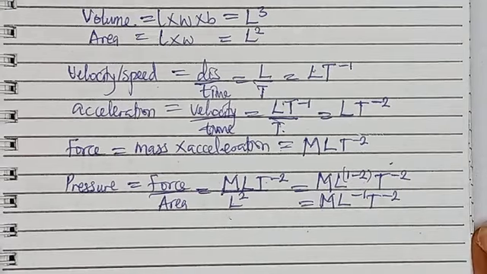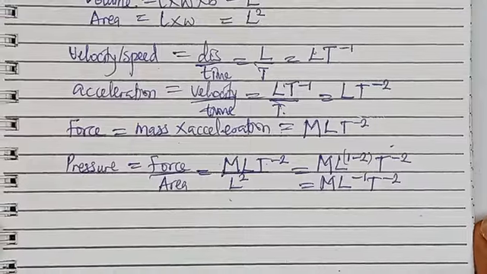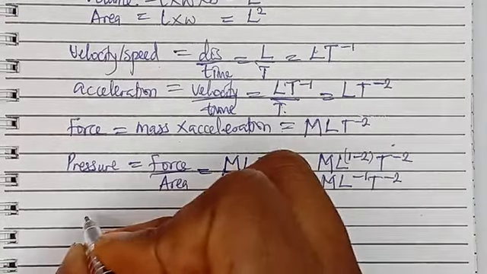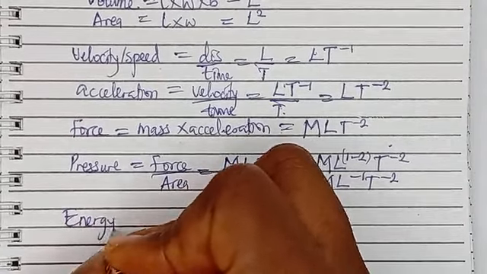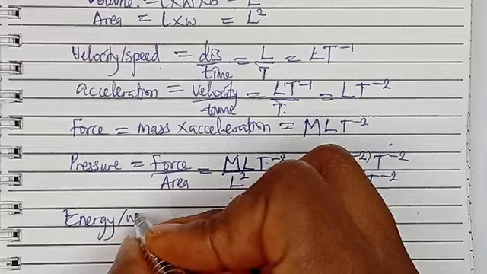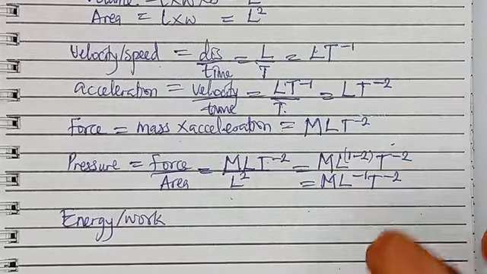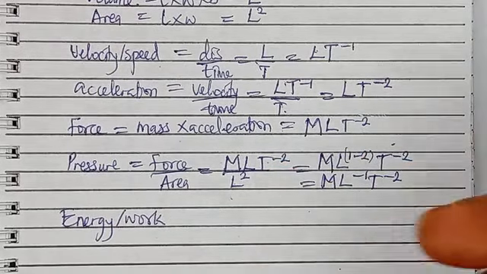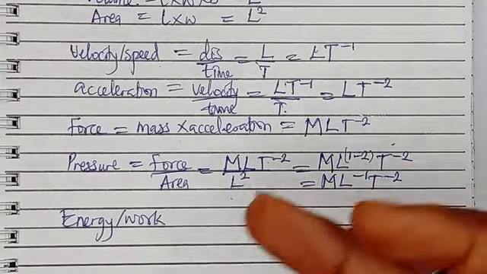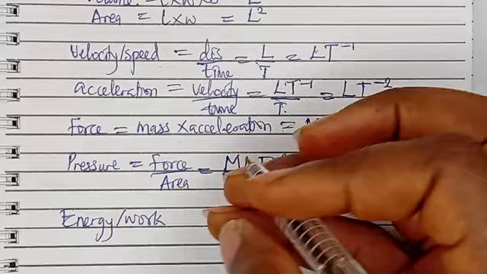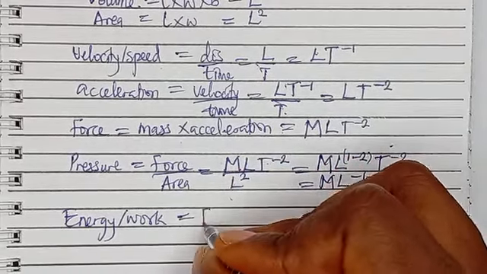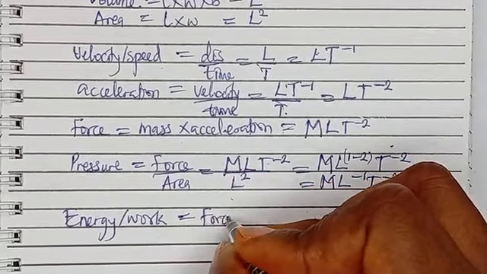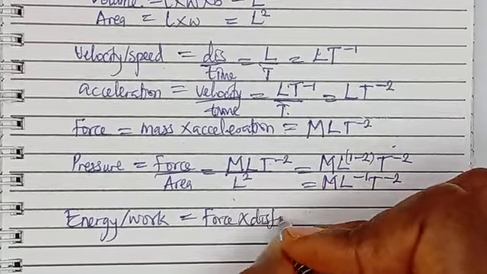Now let's do one more and then get it in a slightly different way. We have something like energy or work. So energy and work have the same units, we can even use the same formulas to get them. So energy or work is equal to force times distance.